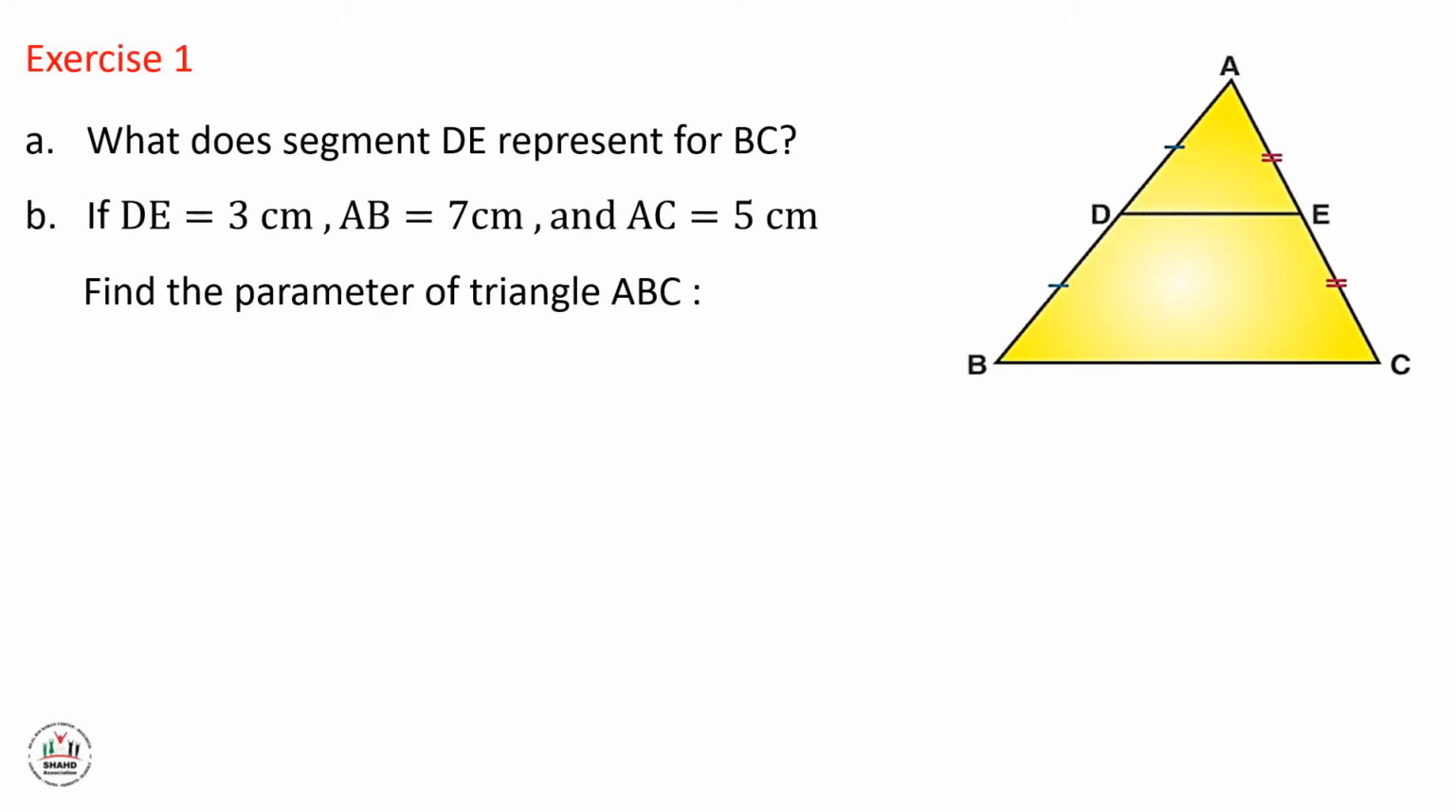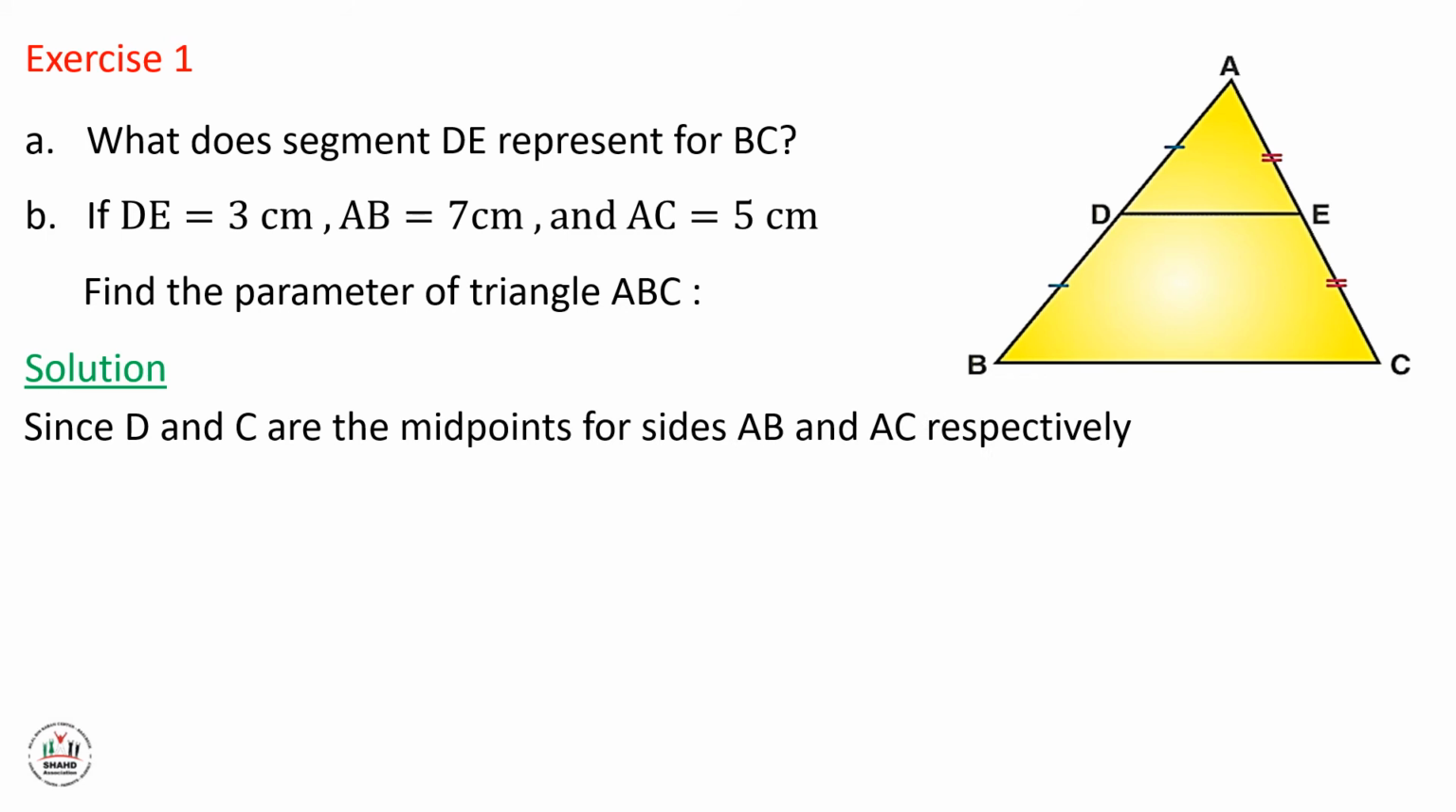Exercise 1. We have triangle ABC. In the first part, what does segment DE represent for side BC? In the second part, given that DE equal 3 cm, AB equal 7 cm, and AC equal to 5 cm, we need to find the perimeter of triangle ABC. Let's start solving.